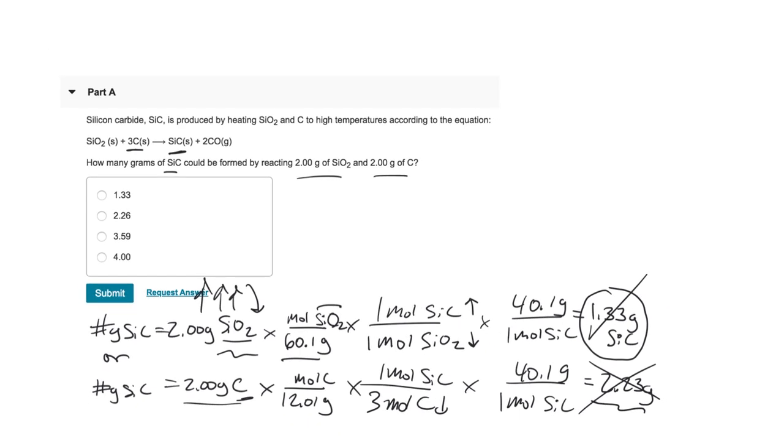So the key with this approach here is we're looking for the one that makes less. Once we reach that lesser point, the reaction is going to turn off. That's the most we can make. So 1.33 grams is the amount of silicon carbide we can produce by this reaction.